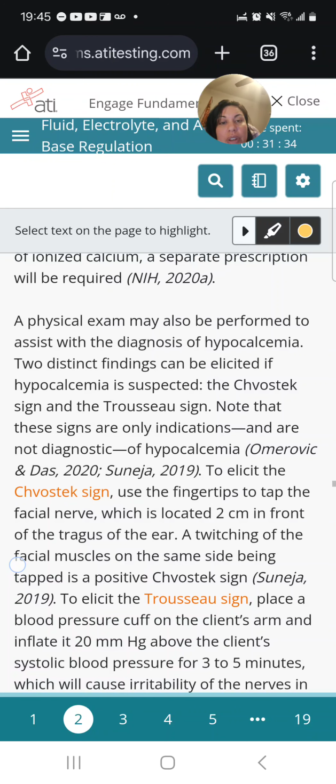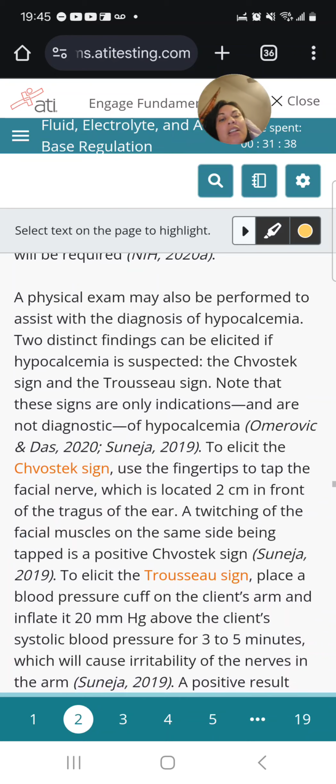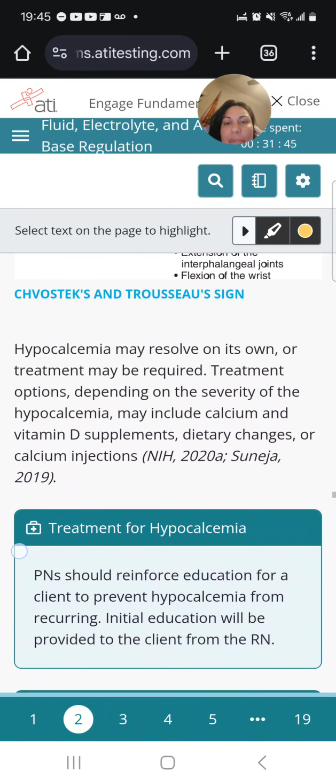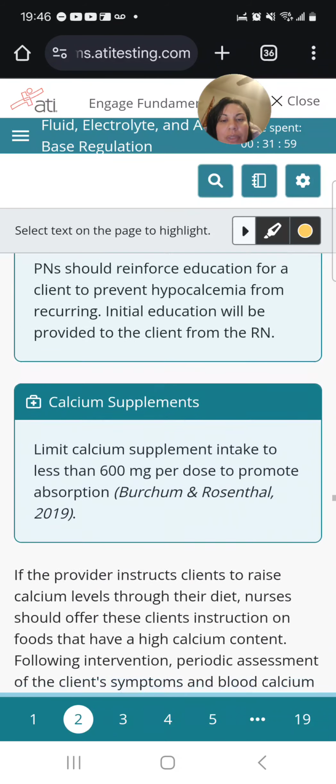Okay, so two distinct findings can be elicited if hypocalcemia is suspected: the Chvostek sign and the Trousseau sign. Hypocalcemia may resolve on its own or treatment may be required. If it's severe, treatment may include calcium and vitamin D supplements.